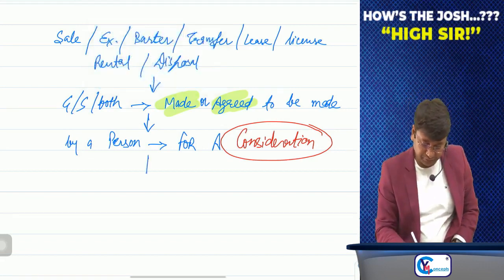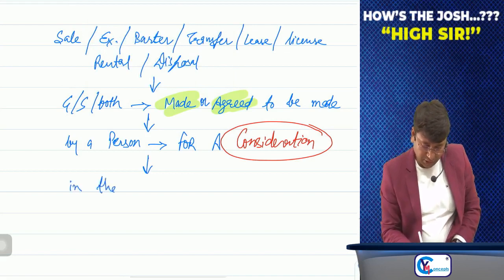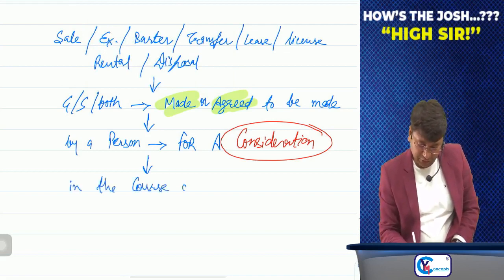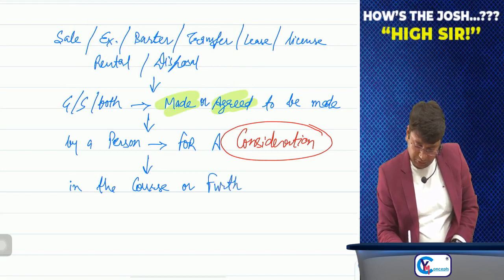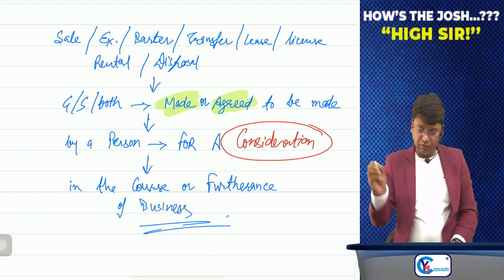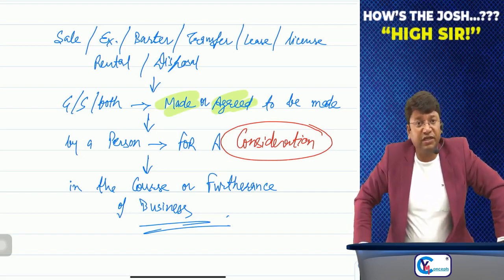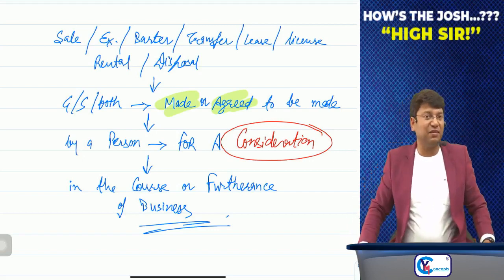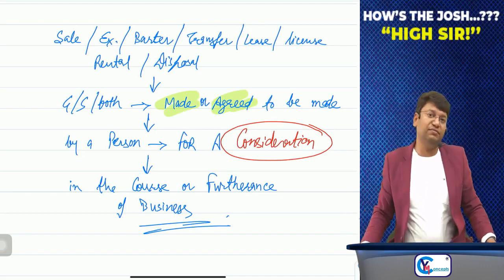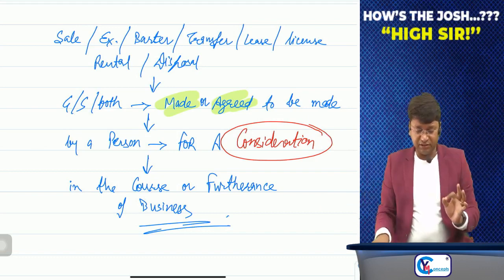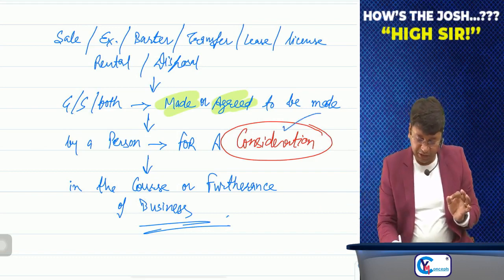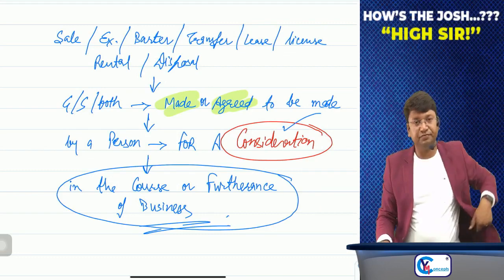In the last term, it should be in the course or furtherance of business. Supply should be in the course or furtherance of his business, then only it will be supply, otherwise it will not be supply at all. Okay, now I'll discuss this point and this point in detail with an example.